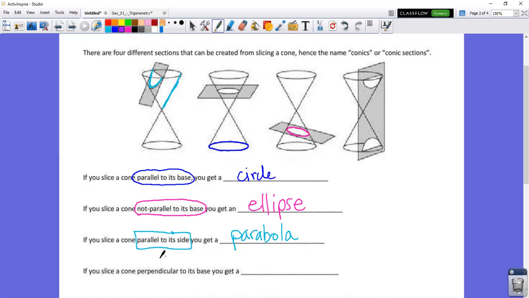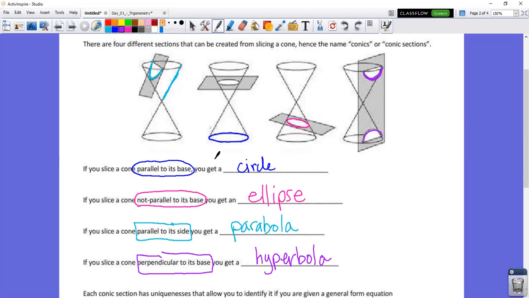And then the last one, if you cut it perpendicular to its base, you get a double-sided graph. Notice these are 2 sides, and this will always happen whenever you're cutting it perpendicular to its base, because there's a top cone and a bottom cone. This is the one that really shows that. You get something called a hyperbola when you slice it perpendicular to its base.